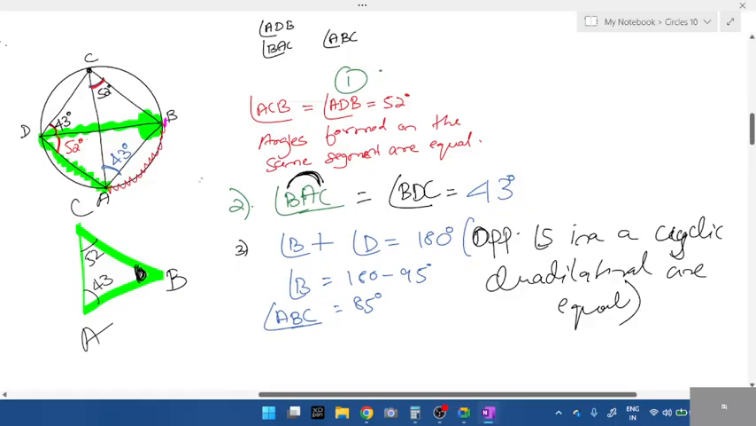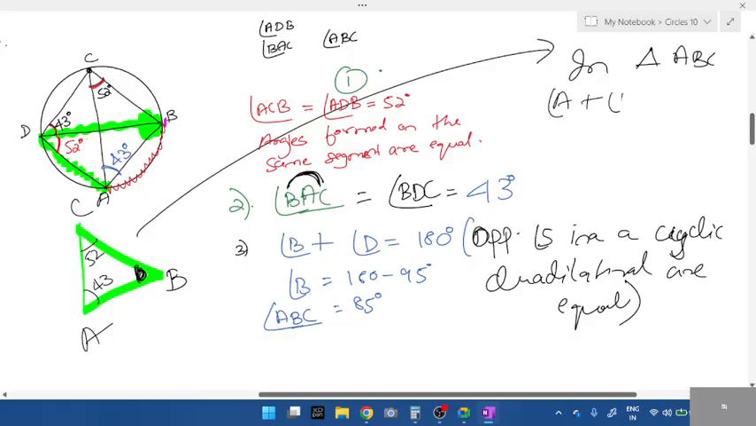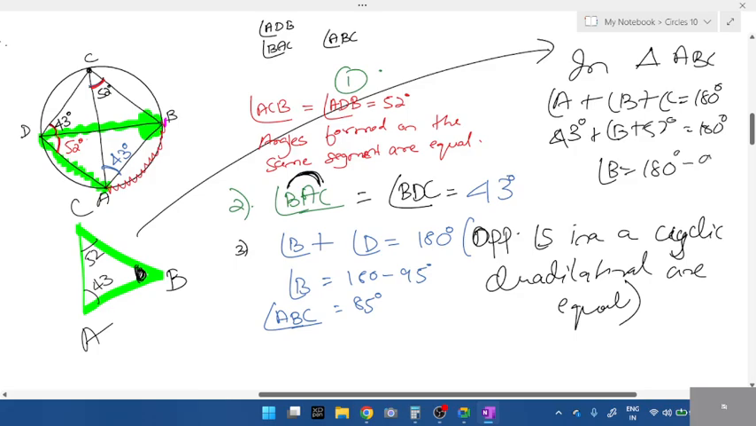Okay. If you use sum of interior angles, look at this formula. You can write in triangle ABC: angle A plus angle B plus angle C is equal to 180. Angle A is 43. Angle C is 52. Angle B is equal to 180 minus 95, which is 85. Are we getting the same answer?